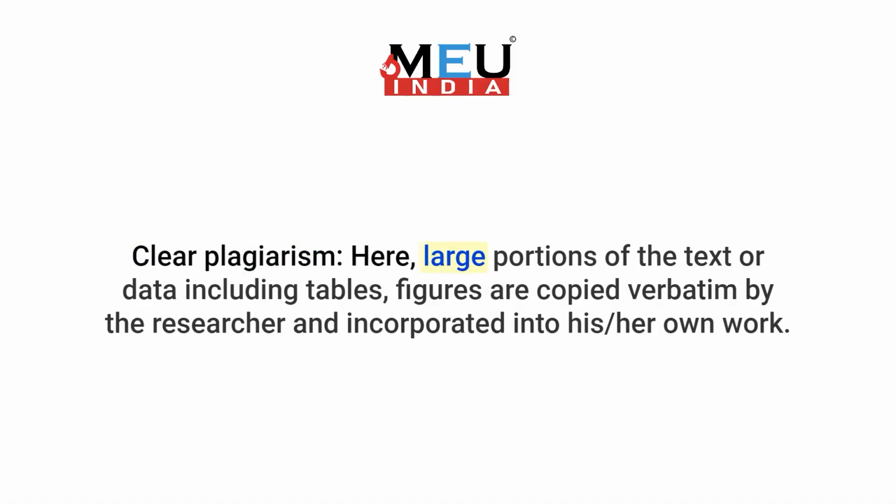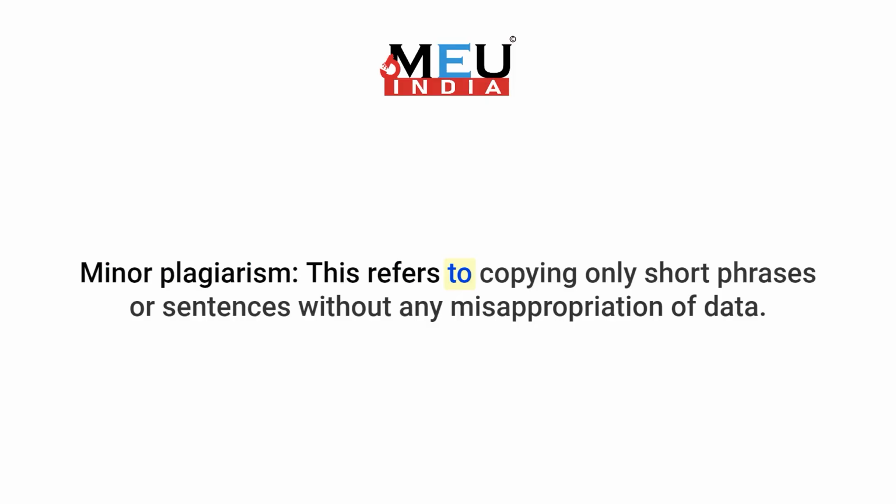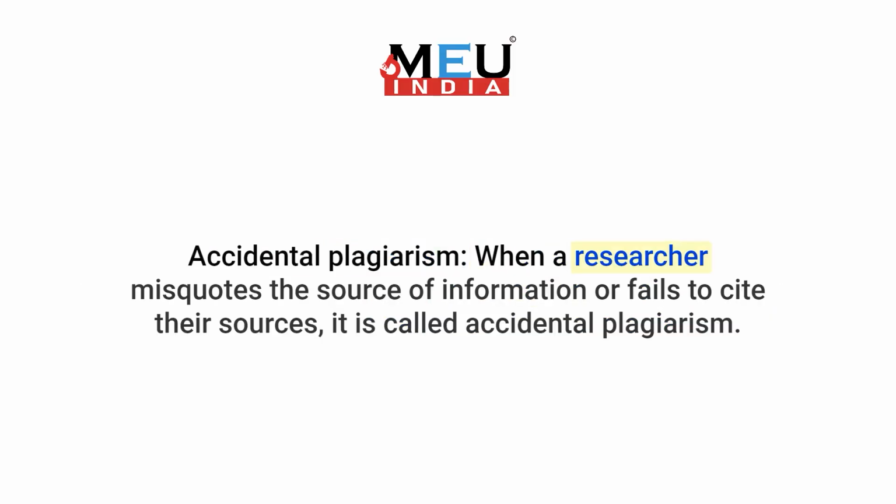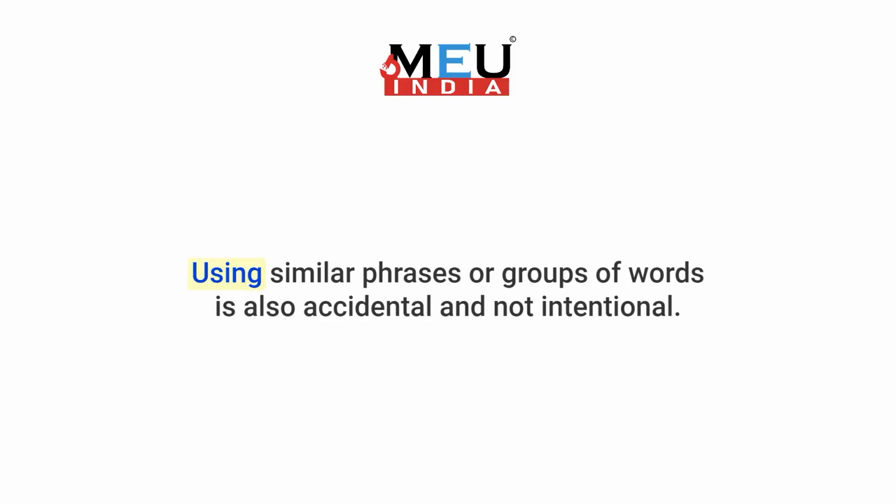Clear plagiarism. Here, large portions of the text or data, including tables, figures, are copied verbatim by the researcher and incorporated into her own work. Minor plagiarism. This refers to copying only short phrases or sentences without any misappropriation of data. Accidental plagiarism. When a researcher misquotes the source of information or fails to cite their sources, it is called accidental plagiarism. This is usually unintentional. Using similar phrases or groups of words is also accidental and not intentional.